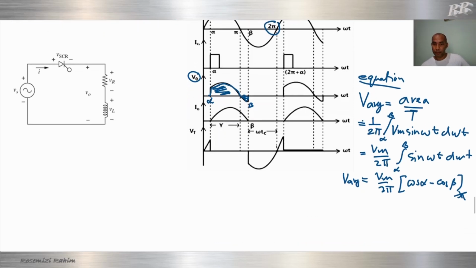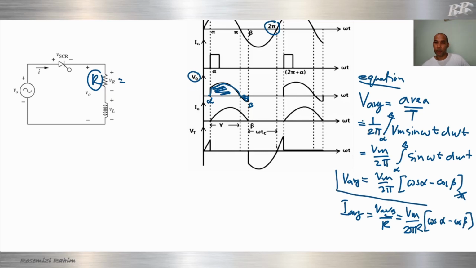How about I average? I average equals V average over R. This is our R. So it is Vm over 2 pi R times cos alpha minus cos beta. That one is V average, and that one is I average.